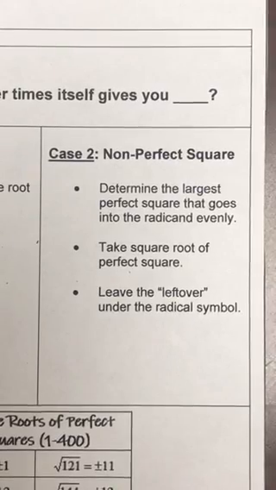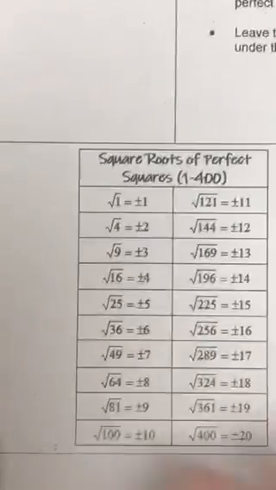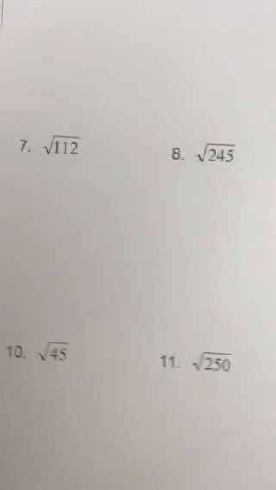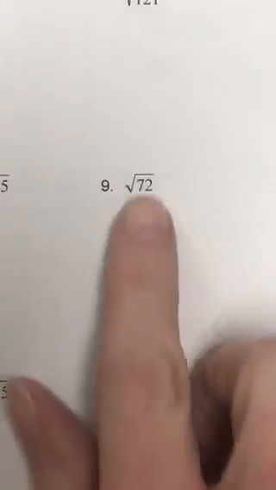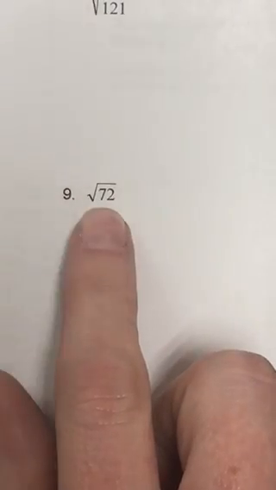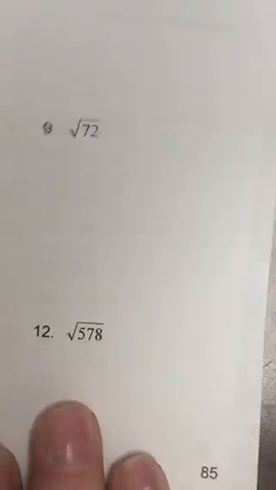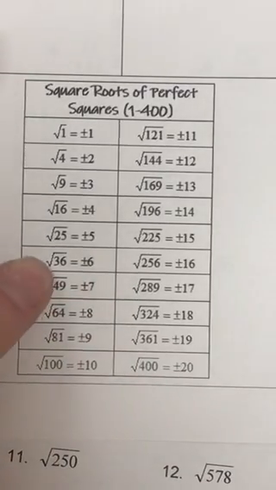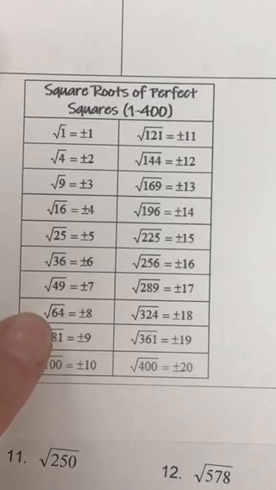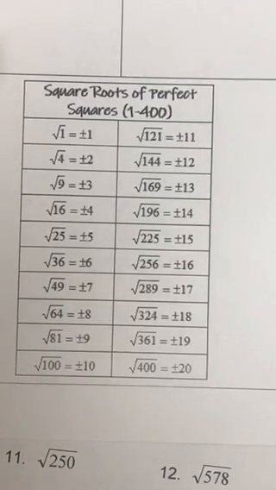Okay, so there is another case when you are taking square roots. You might have the square root of a number that is not a perfect square, that doesn't show up on your list of perfect squares. So if you look at, we'll just do number 9 on your notes page, okay? 72. If you look through this list, we go 36, 49, 64, then up to 81. So 72 got skipped. So that means 72 is not a perfect square.